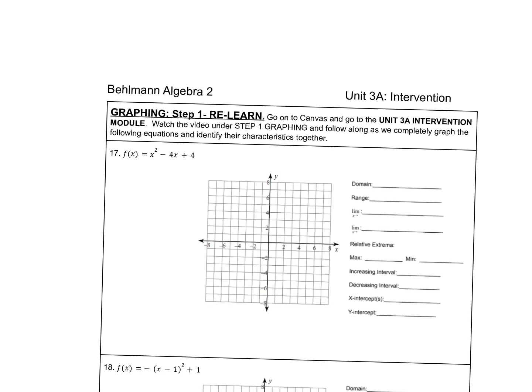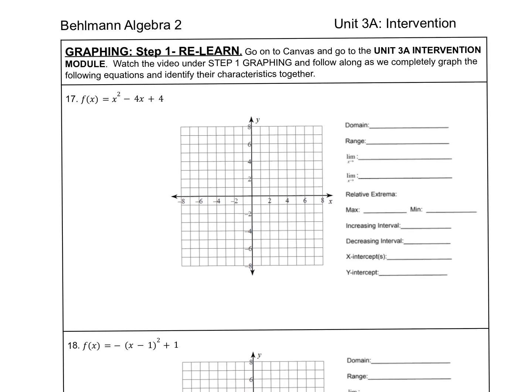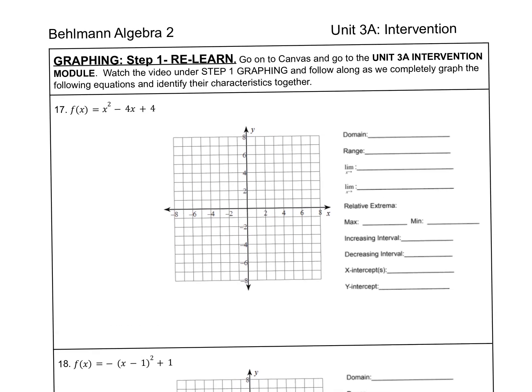Right, if you are joining me, that means you need some intervention with the graphing part of 3A. So that's what we're going to be doing today. You'll notice number 17 is in what we call standard form, okay? So that means it doesn't just give me the vertex right out of the problem. I've got to do a little math to find it.